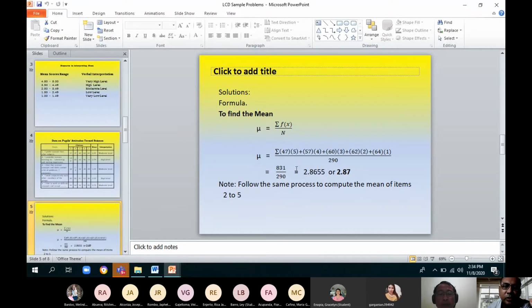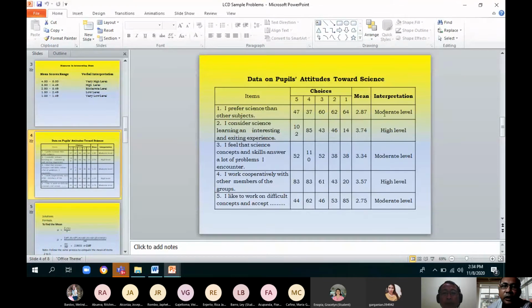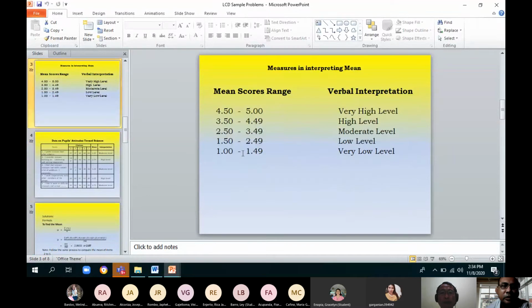Now, for example, the result is 2.87. Then the interpretation is moderate level. So we go back to this mean score range: 2.87, the verbal interpretation is moderate level. That is how to answer some questions by using the mean. That is why in your problem the statistical tool is mean.